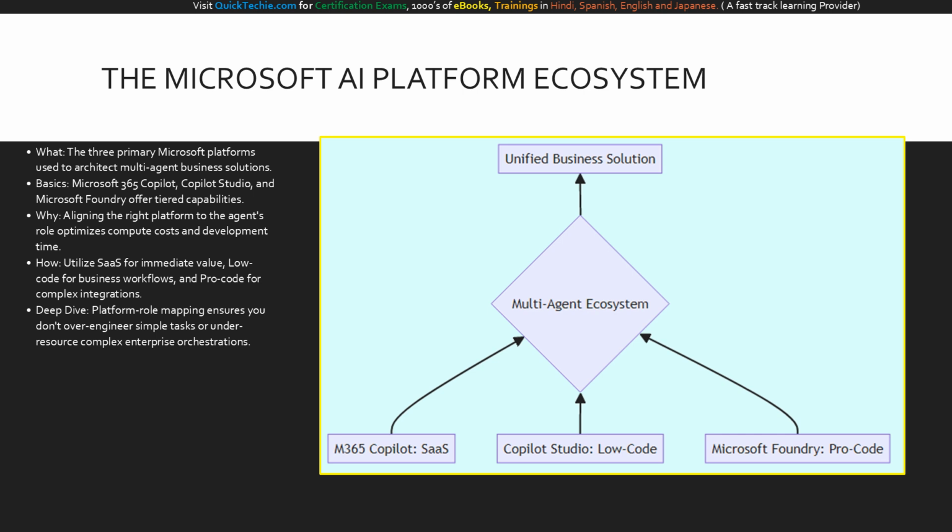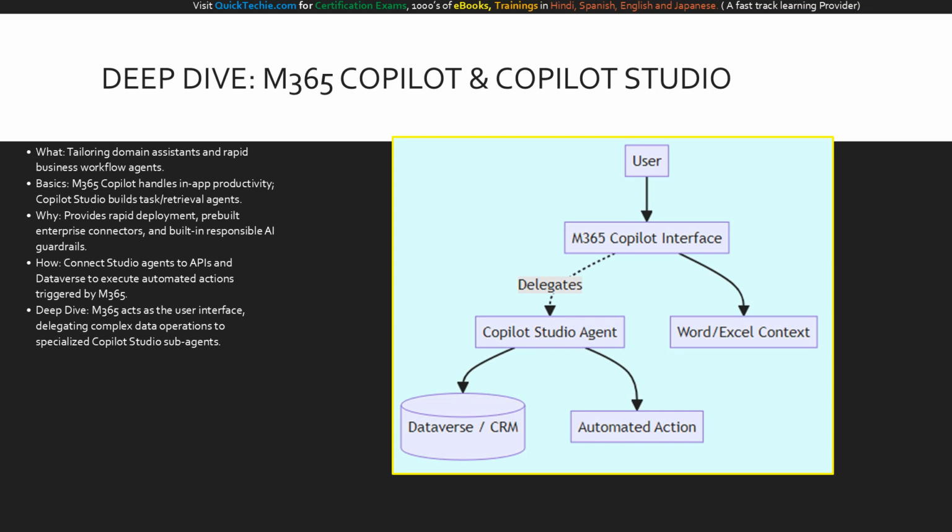This illustrates that a multi-agent architecture is not restricted to a single tool. Instead, it acts as a container that can orchestrate agents built across different platforms. Finally, that ecosystem flows up to the ultimate goal, a unified business solution. By looking at this diagram, learners can easily perceive that flexibility is built into the architecture. You can mix and match these platforms based on the specific requirements of each individual agent within your broader AI strategy. Let's zoom in on the first two platforms, Microsoft 365 Copilot and Copilot Studio.